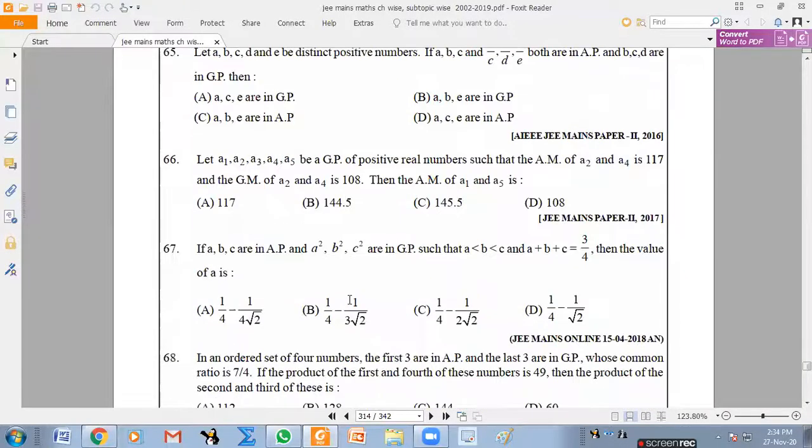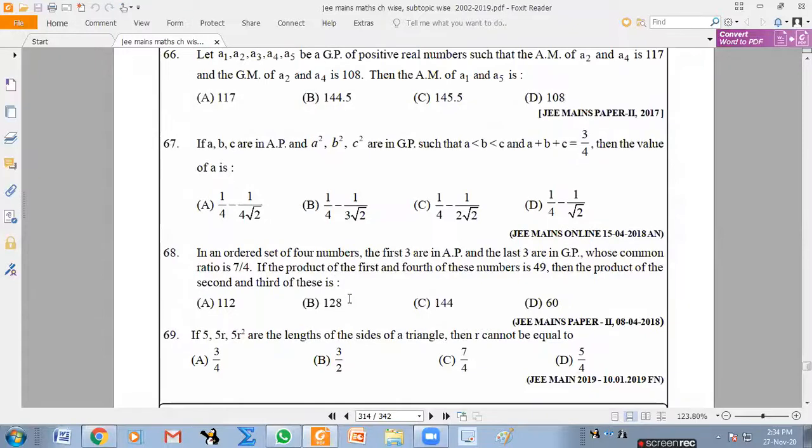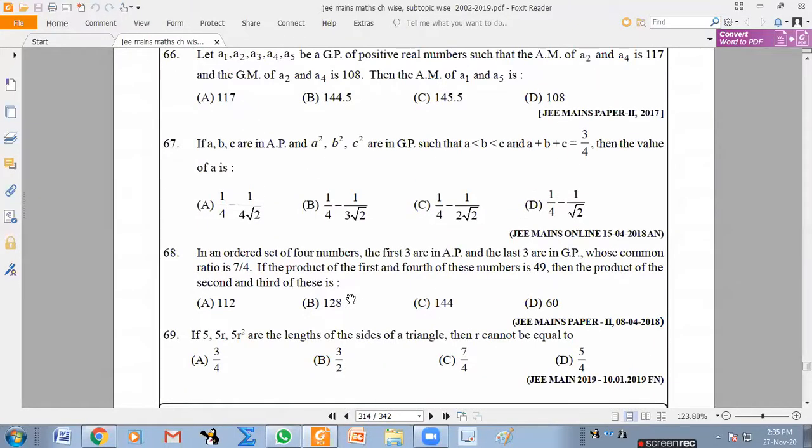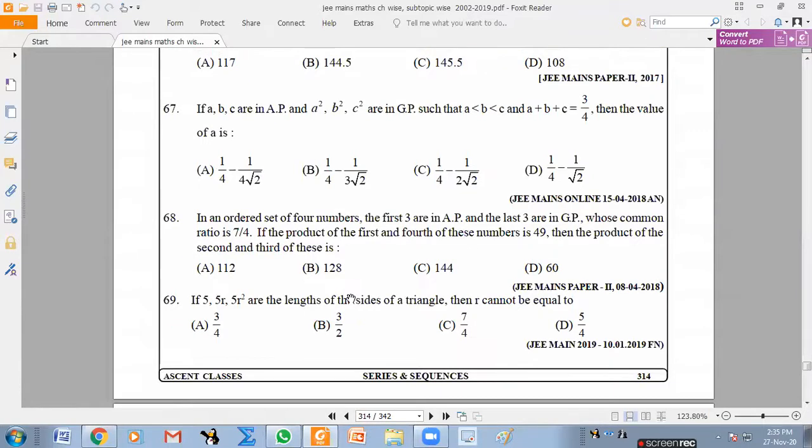All right. Up to 69, anything else? Sir. Yes, please. 67, sir. Okay, 67, you can take them as 3 by 4, 1 by 4 minus D, 1 by 4, 1 by 4 plus D.